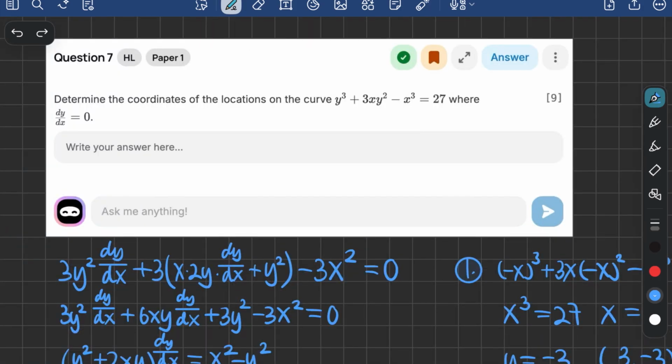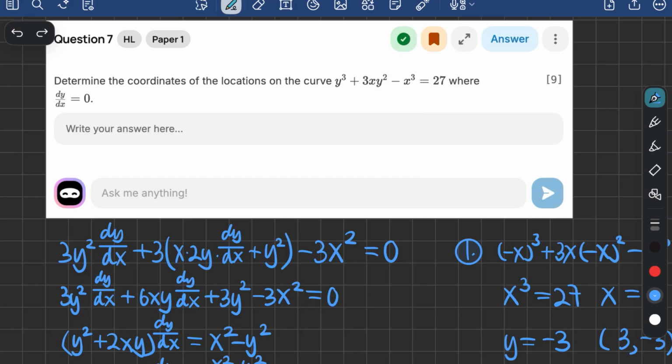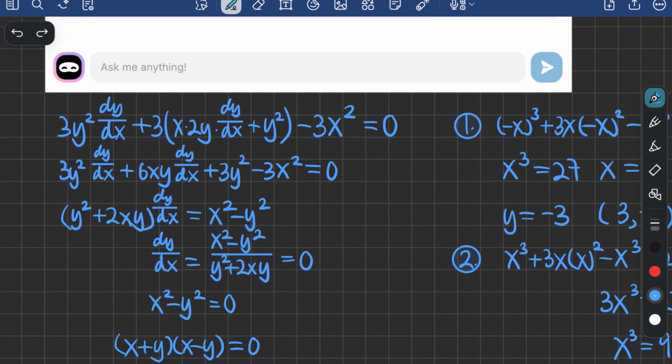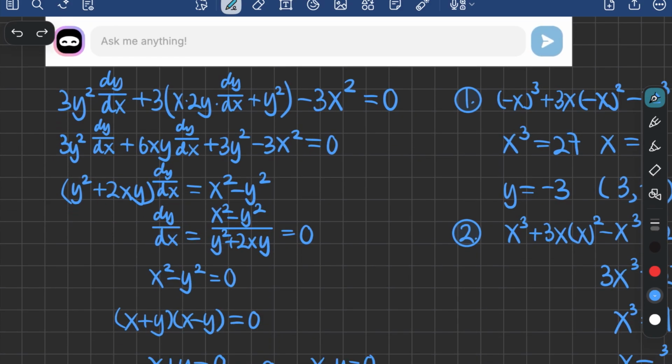This question is a bit similar to question 6. It involves implicit differentiation and also finding the coordinates of the points that satisfy a certain condition. The points are on the original curve, just to keep in mind. Let's first take the derivative of this equation to find dy/dx, following the same procedure I've said multiple times before, and then after isolating, you'll have this, and you set it equal to 0.